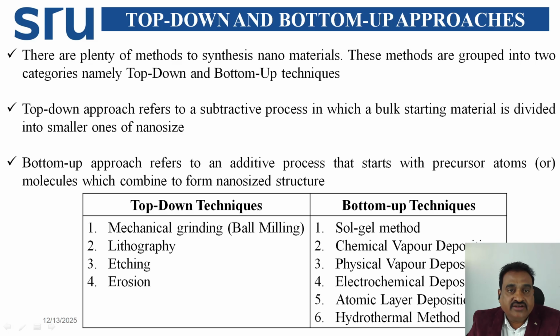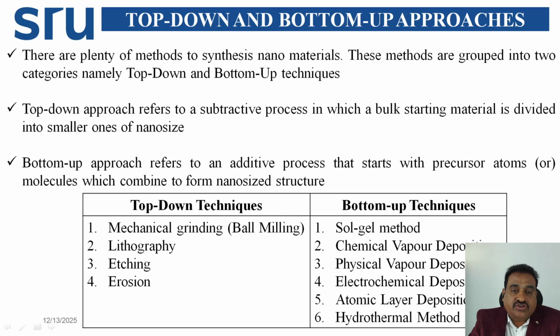Coming to the top-down and bottom-up approaches. There are plenty of methods to synthesize nanomaterials. These methods are grouped into two categories, namely top-down and bottom-up techniques. Top-down approaches refer to a subtractive process in which a bulk starting material is divided into smaller ones of nano size. Bottom-up approaches refer to an additive process that starts with precursor atoms or molecules which combine to form nano-sized structures.